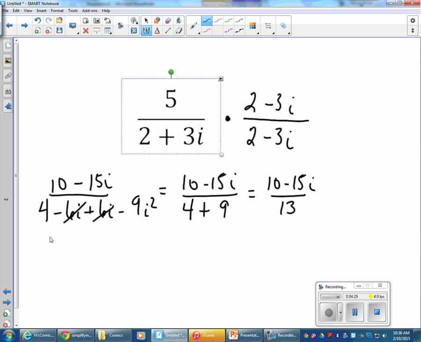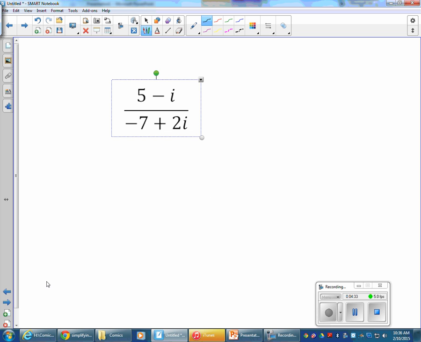Let's look at another example. Make it a little bit more difficult. If I have a binomial on the top and a binomial on the bottom, all I'm concerned about is the bottom. I can't have that i in the denominator, so I'm going to multiply by the complex conjugate, and I have to do that on top and bottom. That's like multiplying by 1. It doesn't change the value of my fraction.